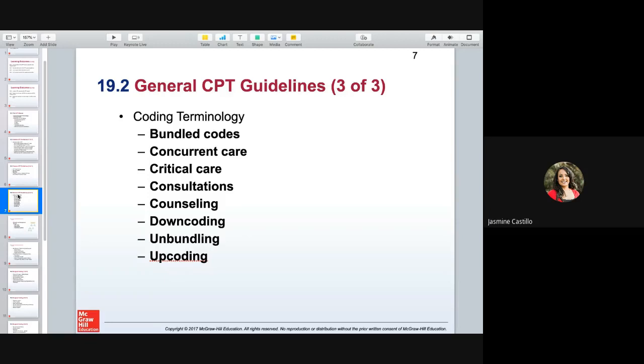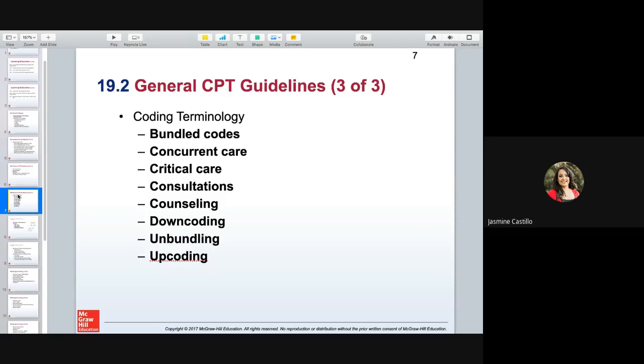Counseling is considered part of your evaluation management services or your EM codes, but if a complete history or physical exam doesn't take place, then counseling codes can be used. So it's kind of in place of the EM code, or when the EM code cannot be used or is considered inappropriate to submit. Downcoding is a term used when the insurance carrier bases reimbursement on a code level lower than what the provider submitted.